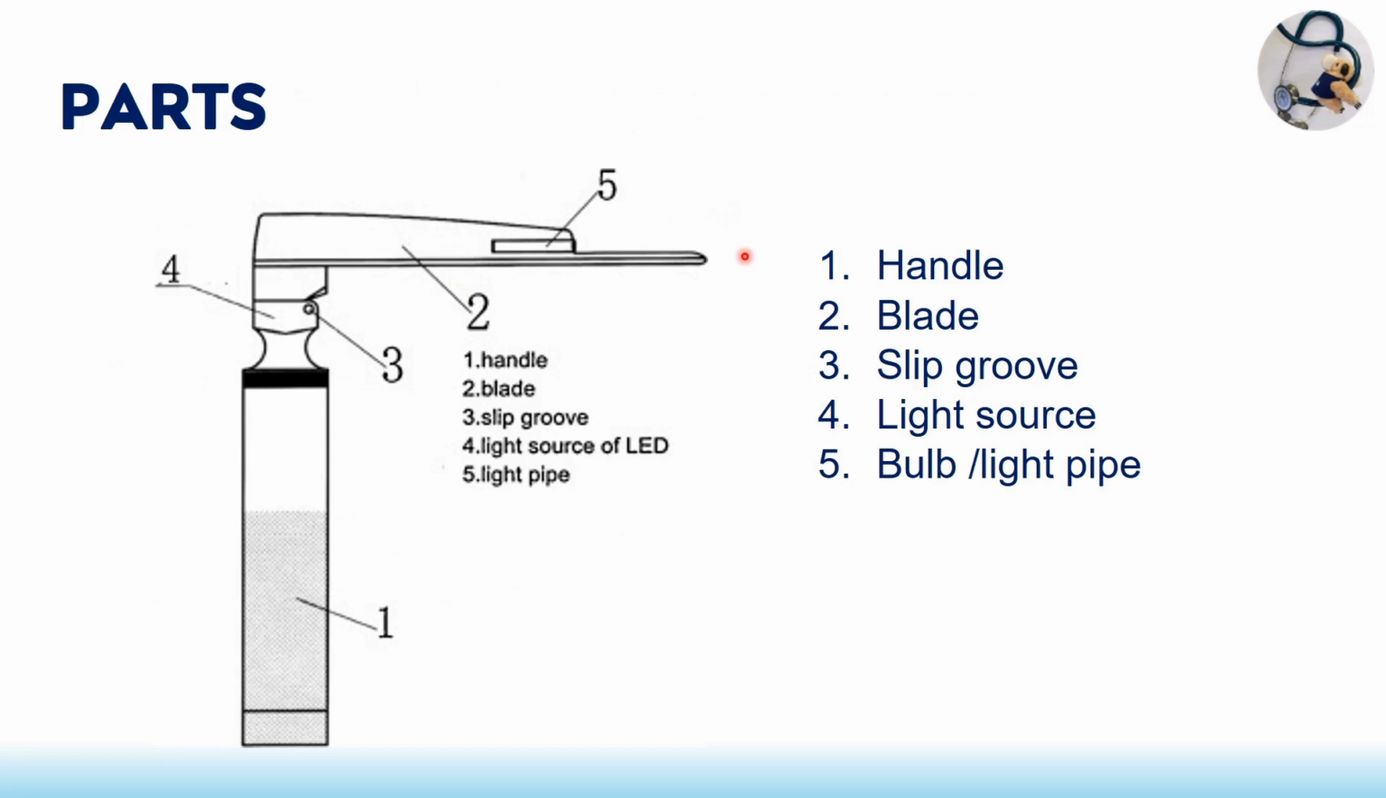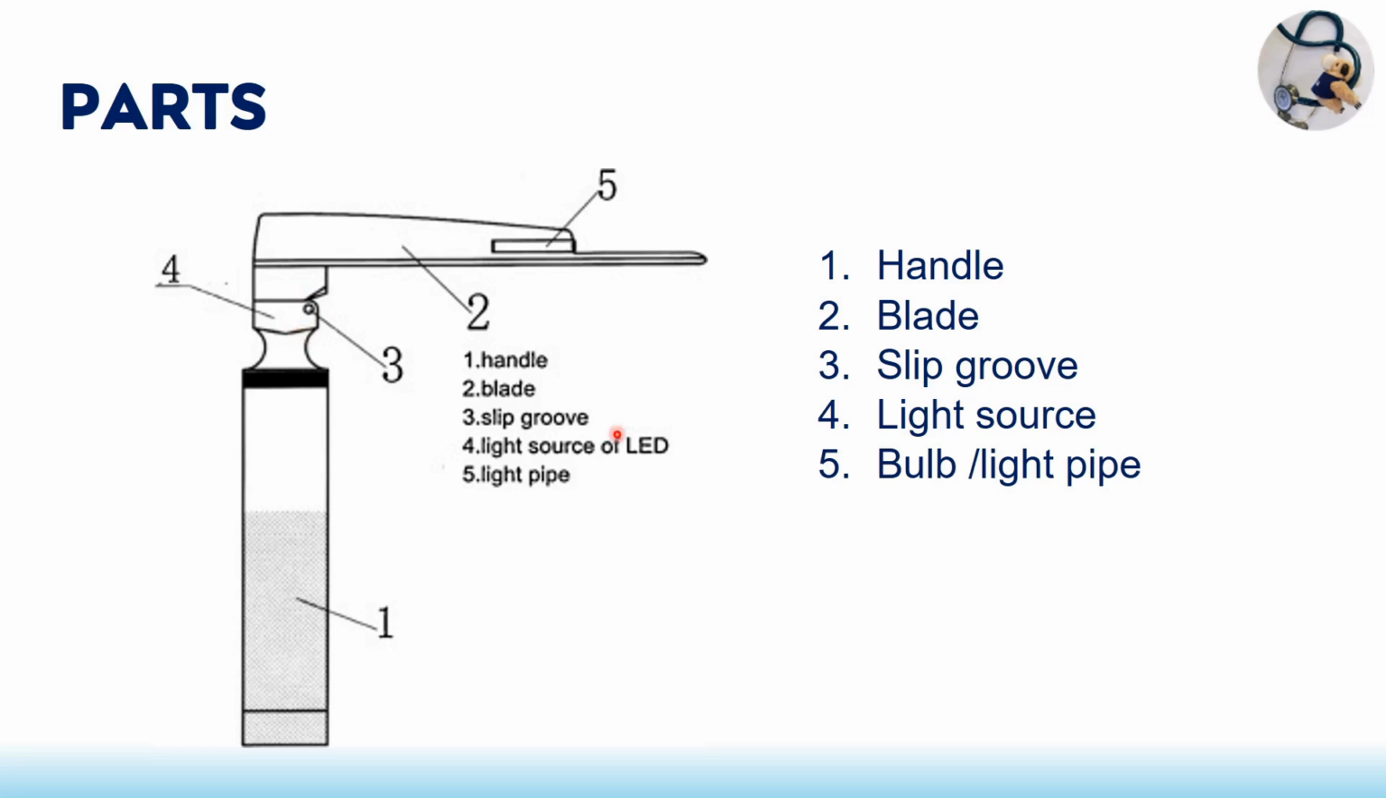Let's start with the parts. So number one, this part is known as handle. Then comes number two, this is known as blade. This blade can be straight or it can be curved also. Then comes the number three part, this is known as slip groove, where the blade attaches to the handle.